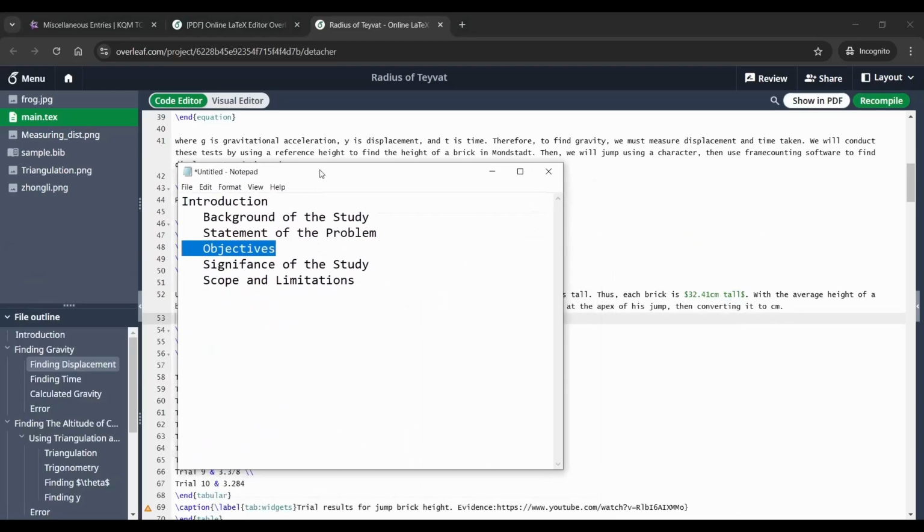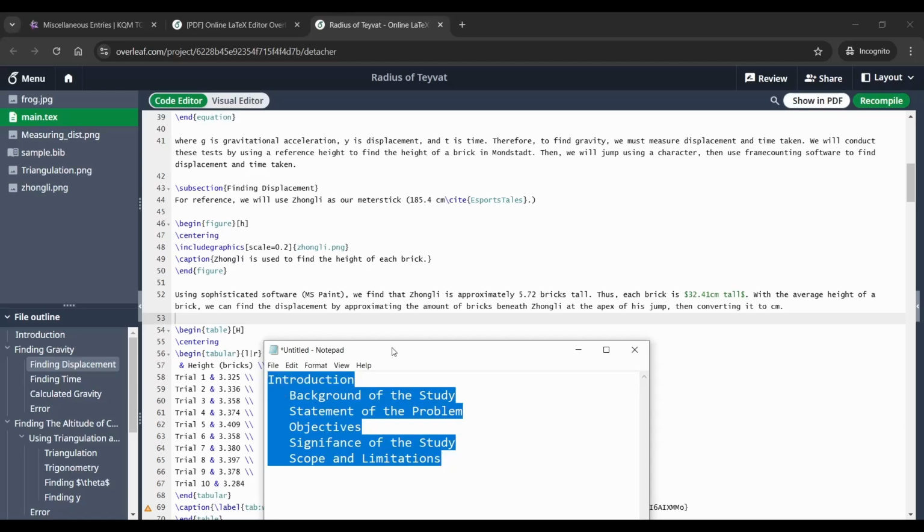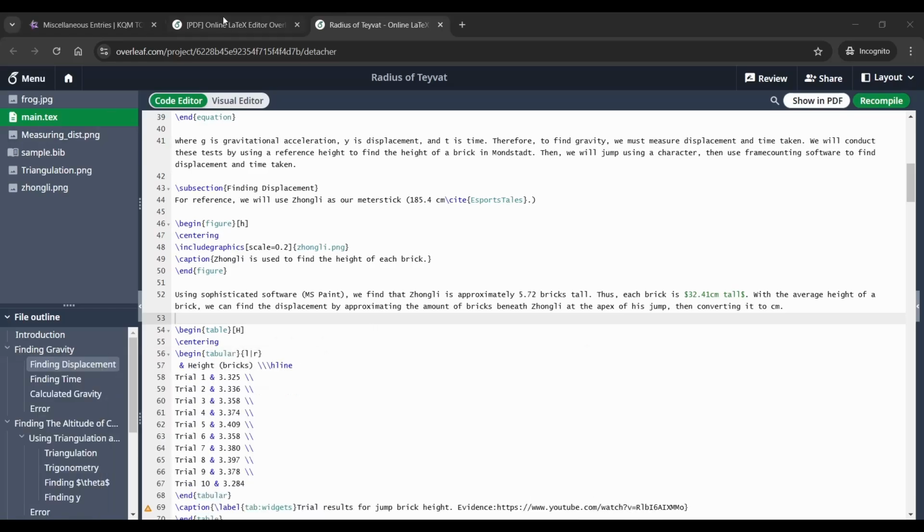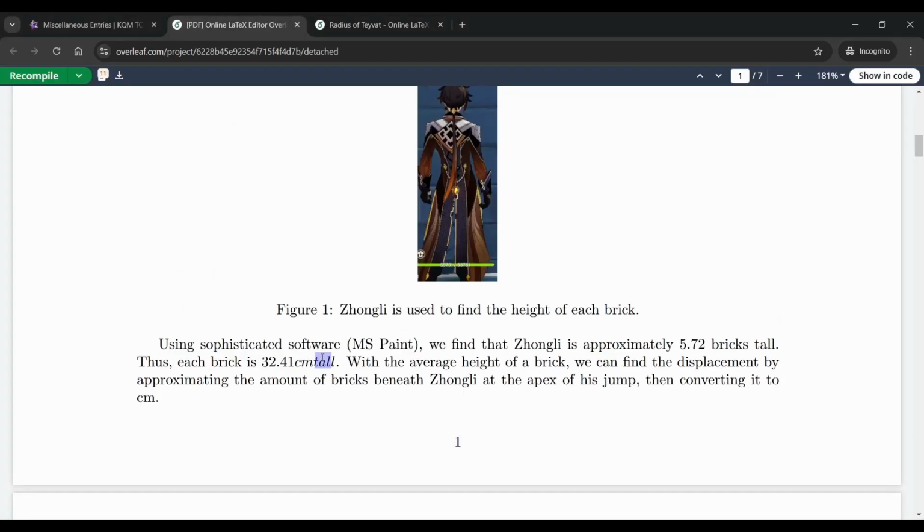Okay, I'm just gonna say here, you could have just done this. You could have done like $32.41 centimeters$, and just do tall. But if you really wanted to keep it inside the $ sign, what you do is you put a slash here. That way, it will put a space in LaTeX. I'm just saying, because in this one, there's no space there, as you can see.